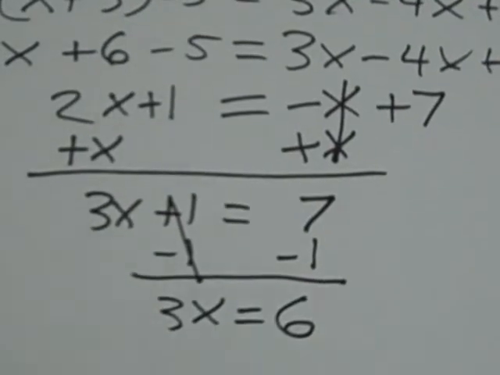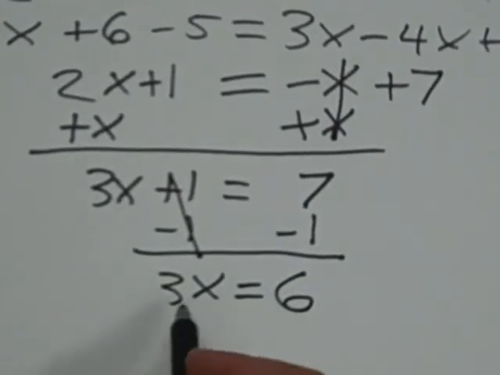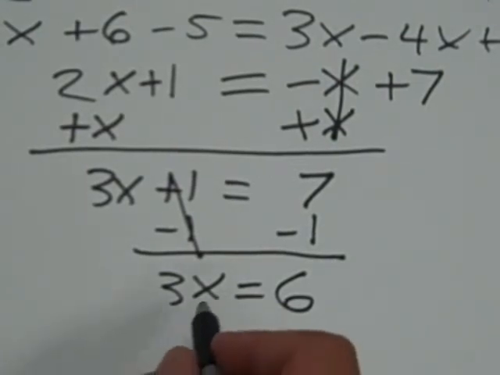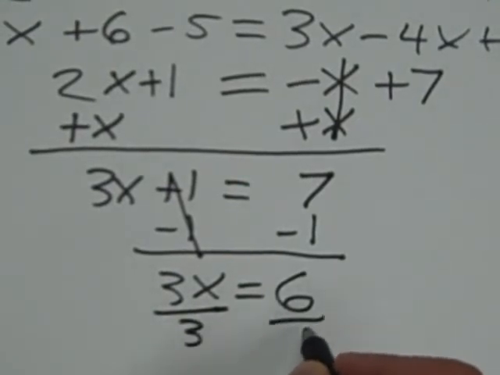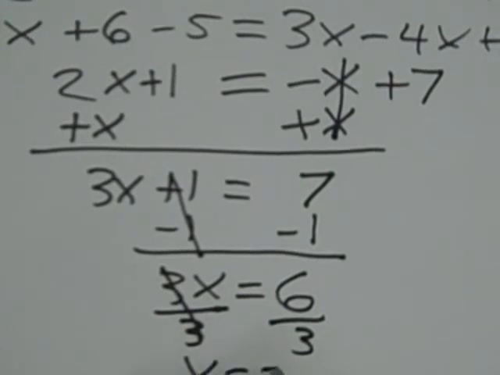And then at this point, we're going to go ahead and divide by 3 on both sides, because we have multiplication. We need to undo multiplication or division. So we're going to divide by 3, divide by 3. 3's cancel out. We get x equals 2.